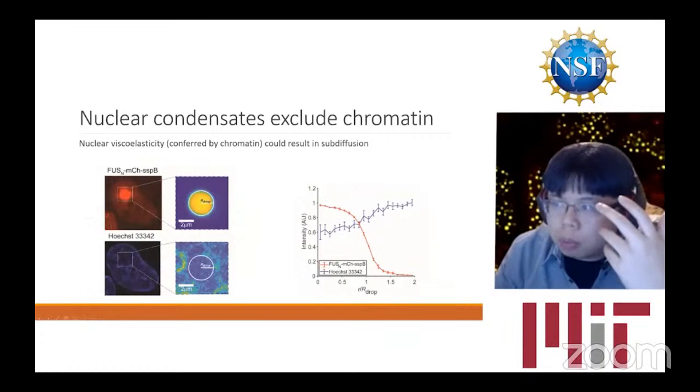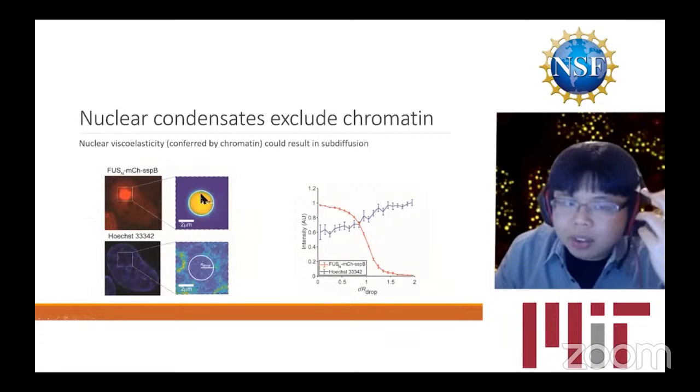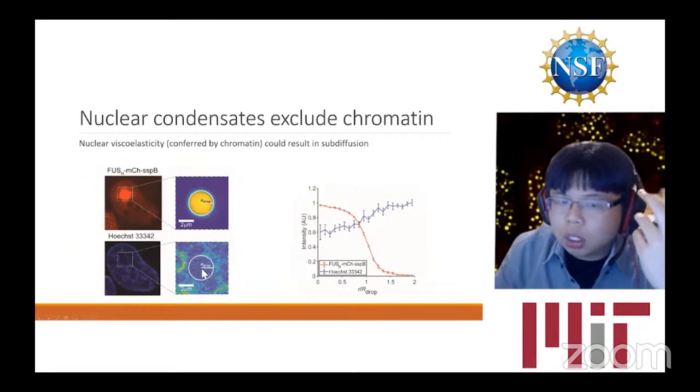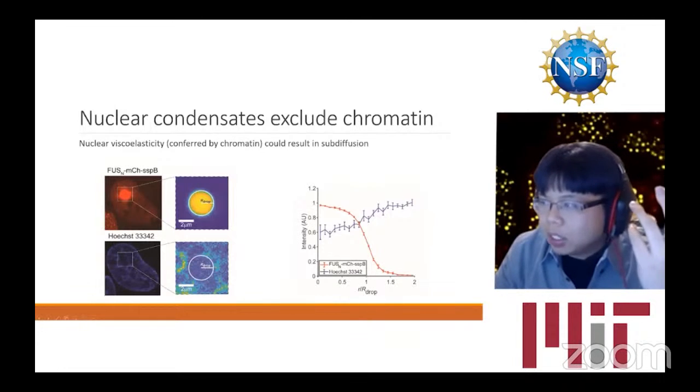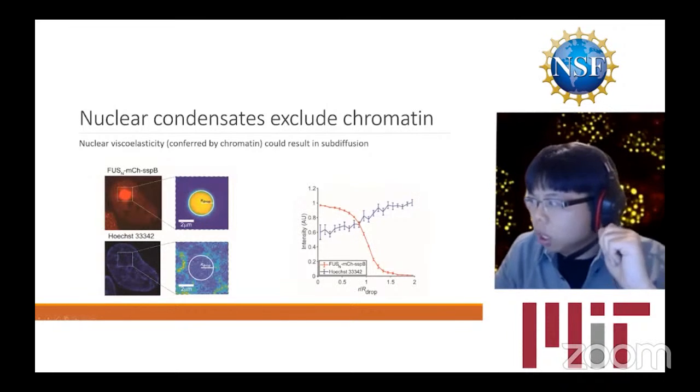Summarized more quantitatively, if we look at the intensity of the droplet radially, and also look at the chromatin density in that area, we see that where the droplet is, the chromatin is essentially excluded. This is true, as it turns out, for many transcriptionally relevant IDRs, including FUS, BRD4, TAF15, HNRPA, and so on.